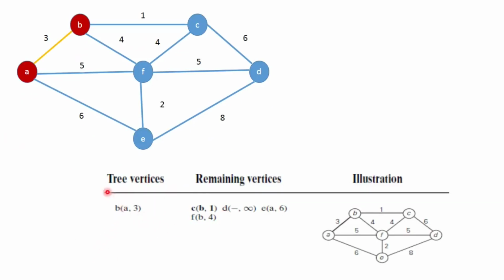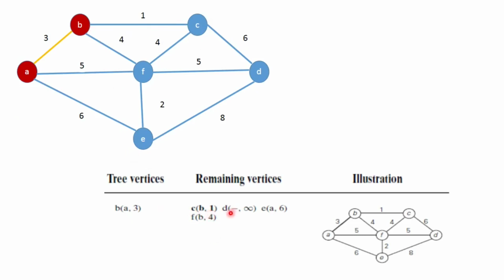Next, from the previous step we have come to know that B can be included in the tree vertices. Now how many tree vertices do we have? A and B, totally 2. So what are the remaining vertices? C, D, E and F. From C, D, E, F you have to find the near vertex and the minimum edge distance. From C you can form an edge only to B, not to A. So B is the near vertex and the minimum edge distance is 1.